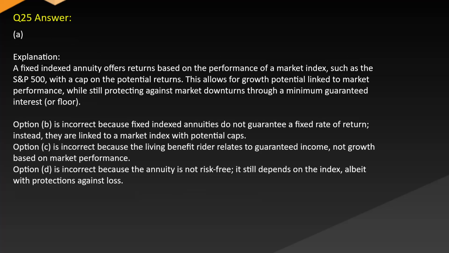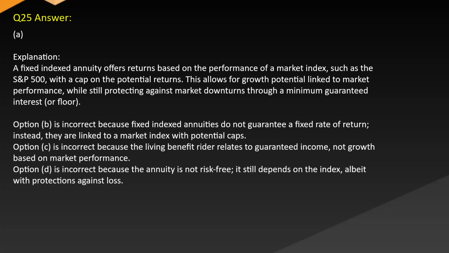Answer A. Explanation. A fixed indexed annuity offers returns based on the performance of a market index, such as the S&P 500, with a cap on the potential returns. This allows for growth potential linked to market performance while still protecting against market downturns through a minimum guaranteed interest or floor. Option B is incorrect because fixed indexed annuities do not guarantee a fixed rate of return.